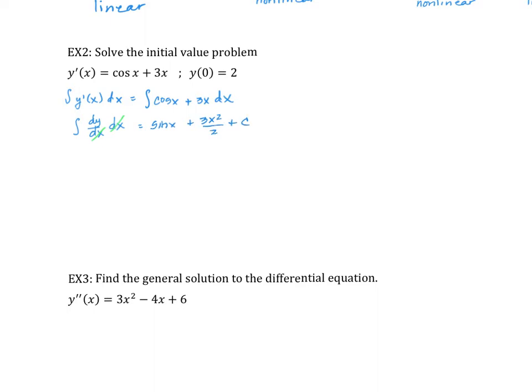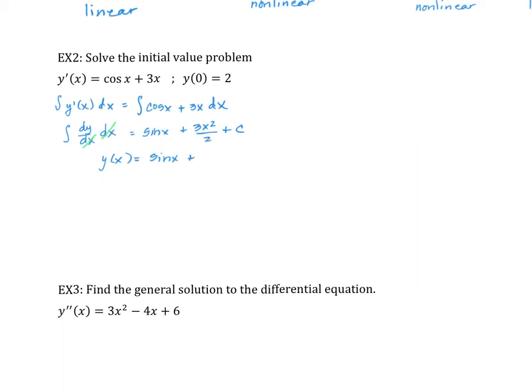Now, if you're integrating both sides of an equation, you only have to put the constant on one side. On the left-hand side, the integral of dy is simply y. Remember, y is a function of x. This would be the general solution, but I have some initial conditions, which allows me to solve for my variable c.